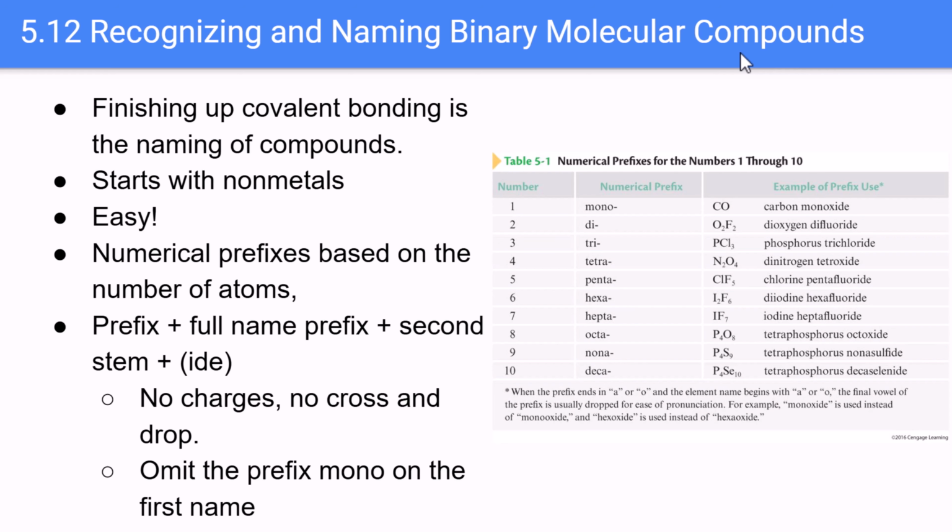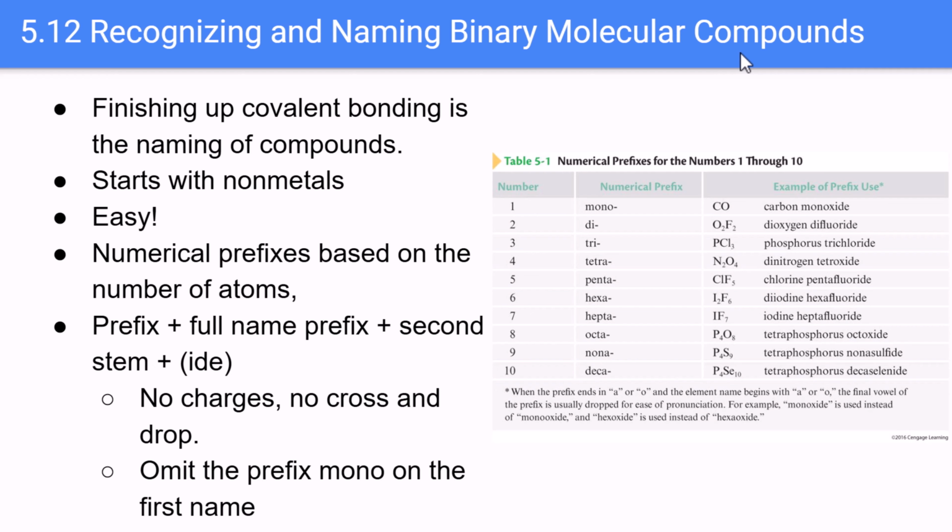So the best way to do this is to look at the generalized formula for this. It is prefix plus the full name, and then prefix plus the second stem "ide." There's no charges, no cross and drop, and we actually omit the prefix mono on the first name. And if you look at the prefixes on the right-hand side here, you should be familiar with most of them if you've taken any basic geometry class in high school. Mono is 1, di is 2, tri is 3. Tetra is the tricky one because many people want to put quad there, but tetra means 4.